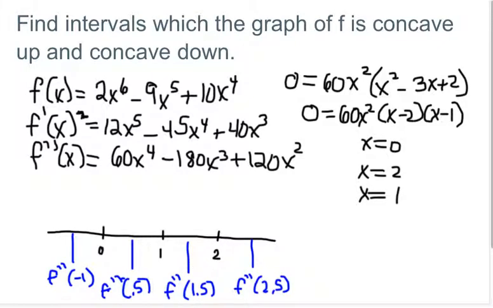Okay, so when I look at these, I'm going through and looking at the regions. When I plug negative 1 into the second derivative, which is this function right here, I get a positive value. When I plug in 0.5, I get a positive. When I plug in 1.5, I get a negative, and I get a positive for 2.5. So it's positive here, here, and here, and then it's going to be negative right here.